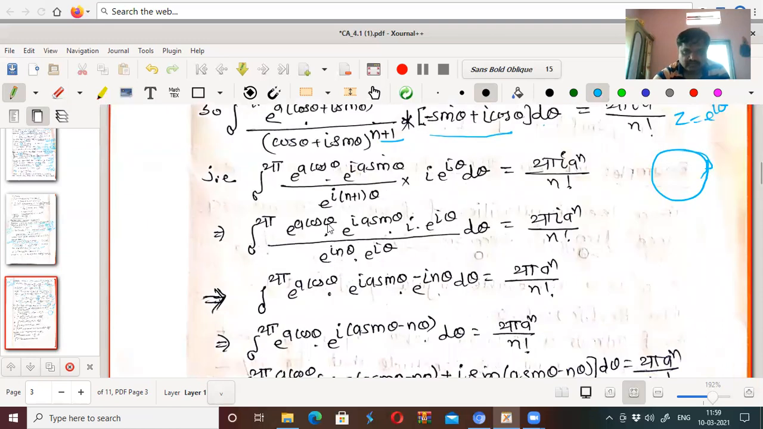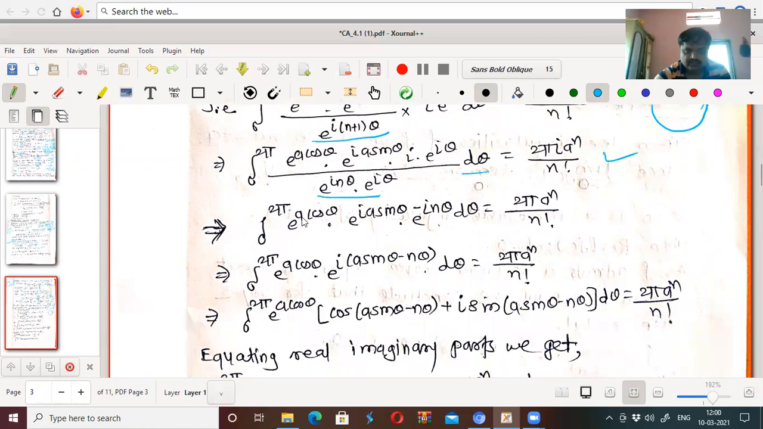0 to 2π e^(a cos θ) e^(i a sin θ) upon e^(i n θ) into e^(i θ). It is just a simplification. i into e^(i θ) dθ equal to this one. The right hand side remains: 0 to 2π e^(a cos θ) e^(i a sin θ). Now this e^(i θ) cancels with this one. Okay, i cancels with this i.